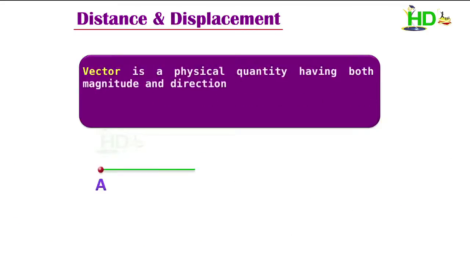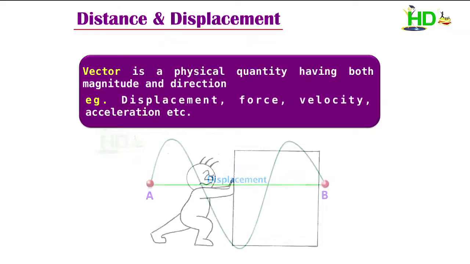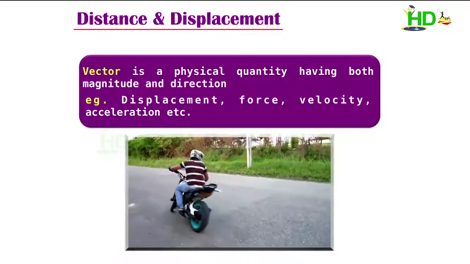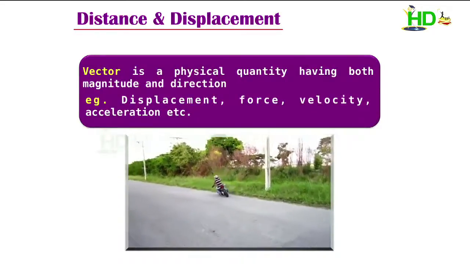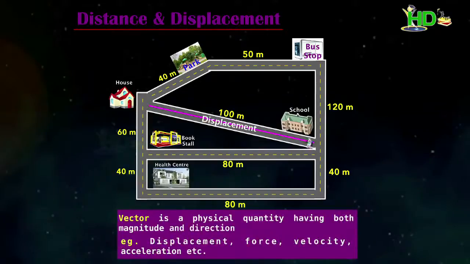And a vector is a physical quantity which has both magnitude and direction. The examples of vector quantities are displacement, force, velocity, acceleration, etc. Distance is a scalar quantity since it has only magnitude but not direction. And displacement is a vector quantity. The displacement is always along this direction.